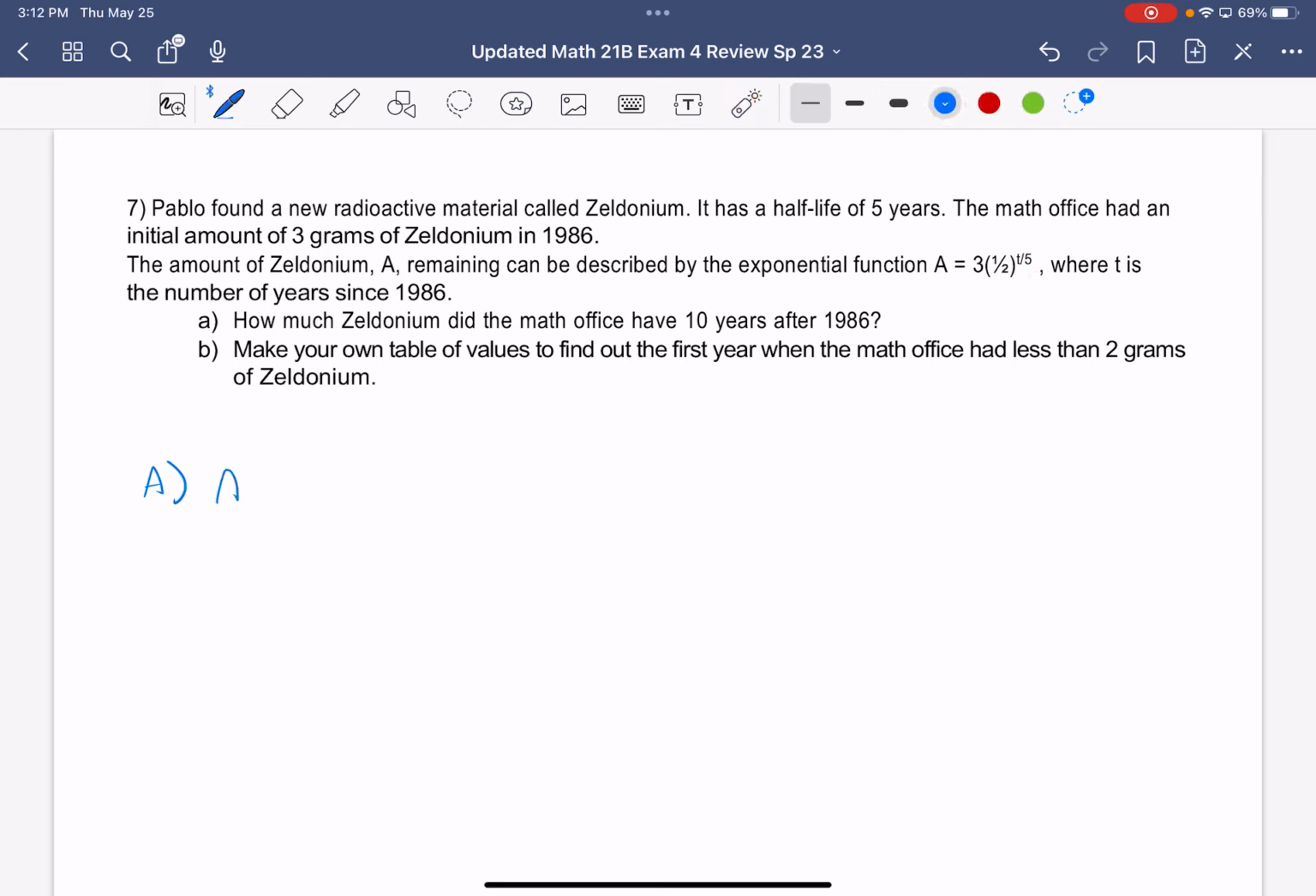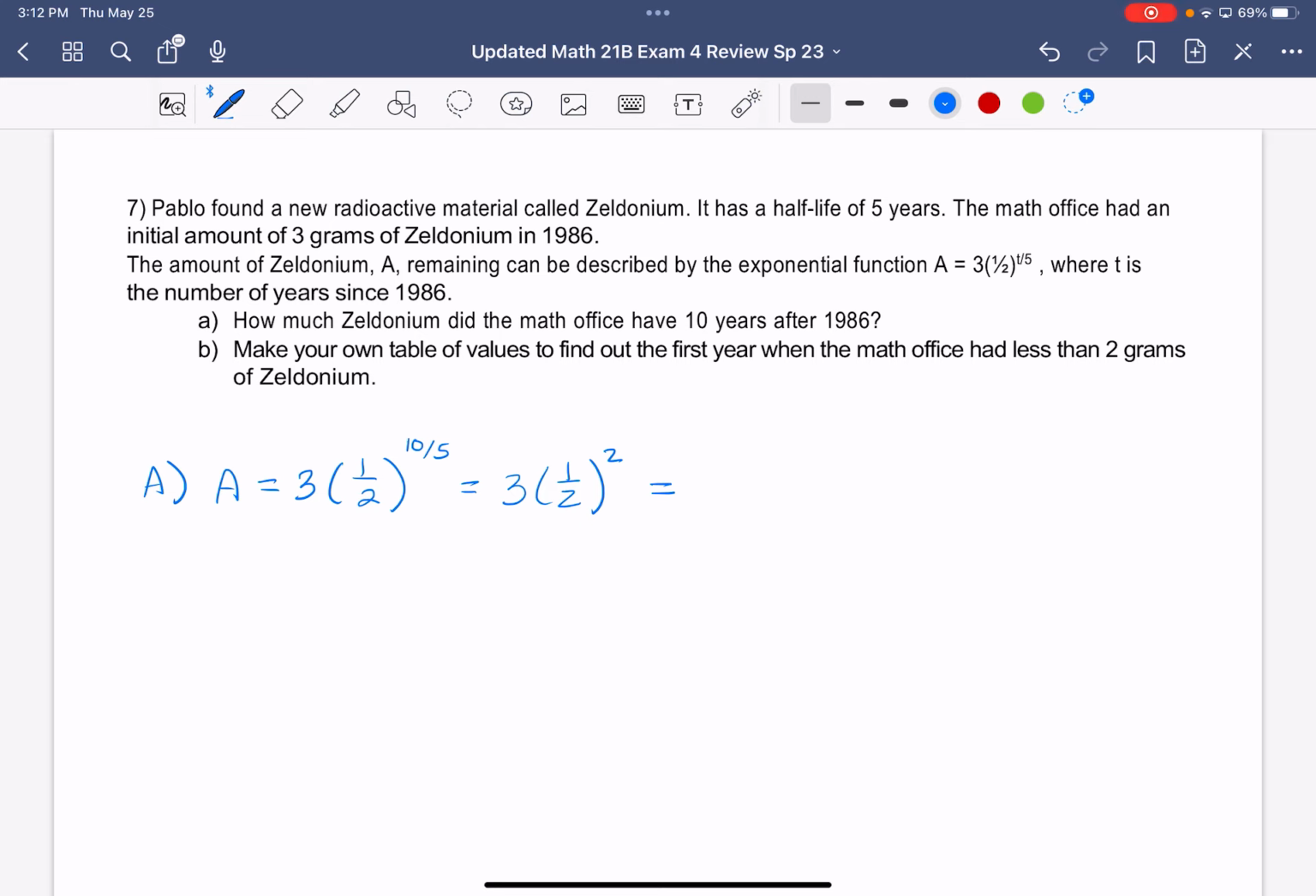So it's going to be A equals 3 times 1/2 to the power of 10 divided by 5. Now, if you want to, you can enter this all in one go in your calculator as is. Or you can also simplify the exponent. 10 divided by 5 is 2, right? If it's a nice, easy exponent to simplify, feel free to do so. Or just enter it all in one go, whatever you're more comfortable with.